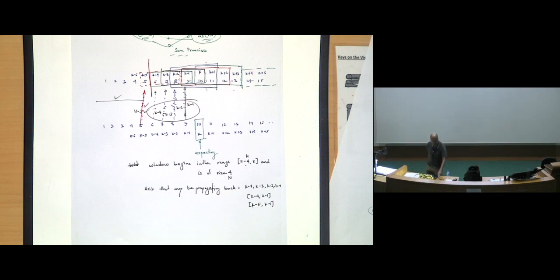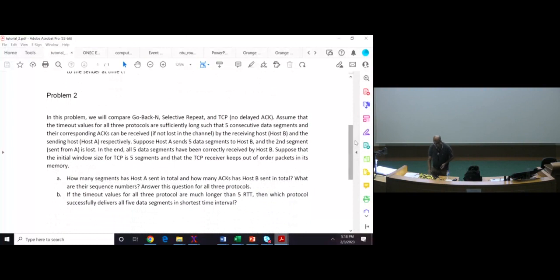Okay, let's give our projector time to switch back, and then we'll go to question number 2. All right, that was quicker. All right, in this problem, we will compare go back n, selective repeat, and TCP, and no delayed acknowledgement. So every TCP packet will be acknowledged immediately. Assume that timeout values for the 3 protocols are sufficiently long such that 5 consecutive data segments and their corresponding ACKs can be received, if not lost in the channel, by the receiving host and the sending host respectively. So timeout value is long enough, right?